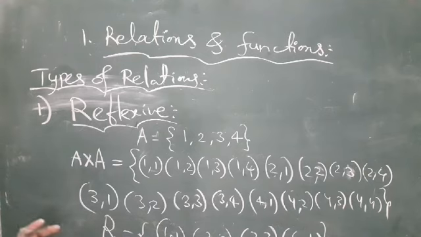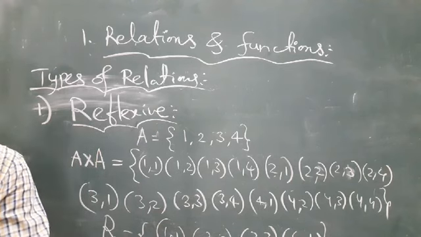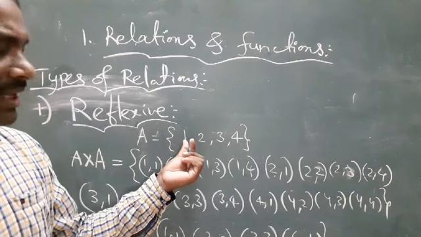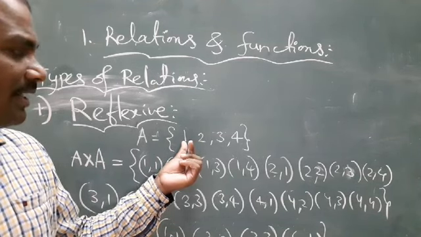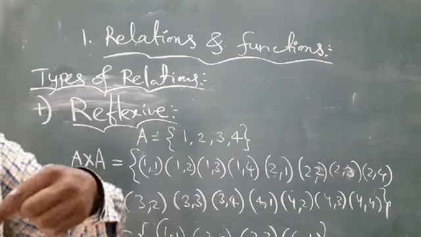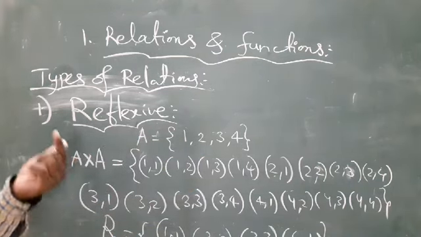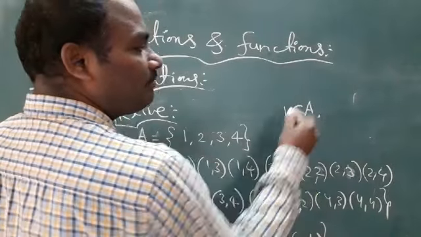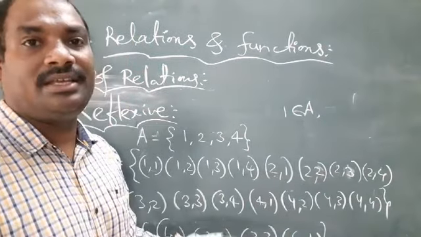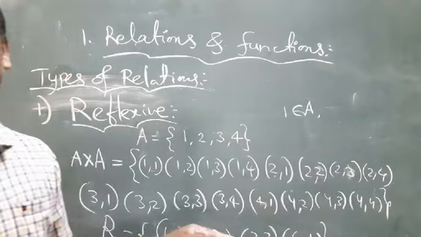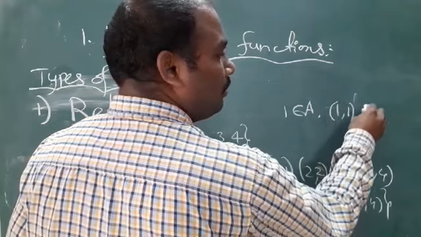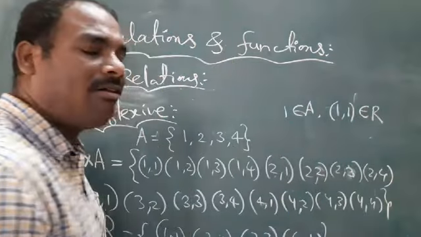Is this reflexive or not? We are checking. Actually, what is the definition of reflexive? You can take one, its ordered pair is one and itself also. So (1,1), and 1 belongs to A. For every element in A, if the ordered pair (a,a) belongs to R, then it is called reflexive.